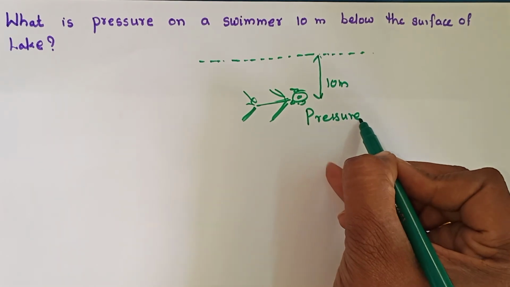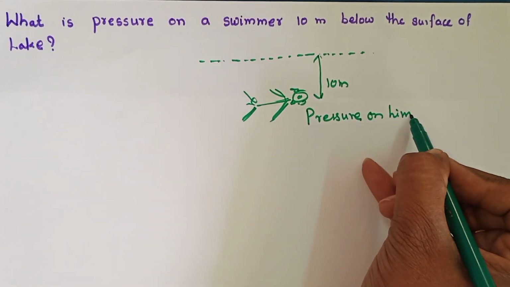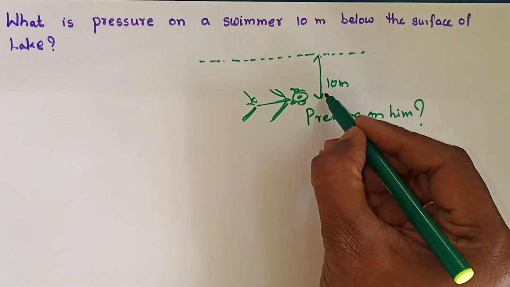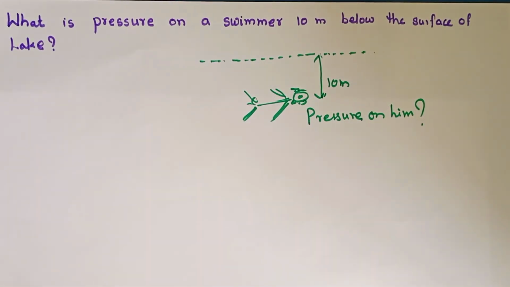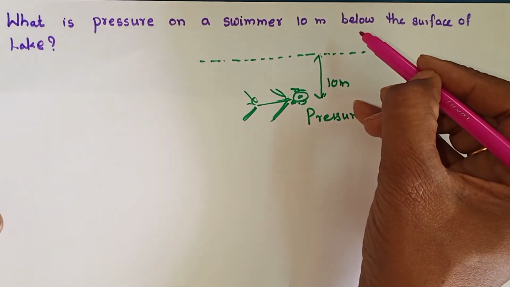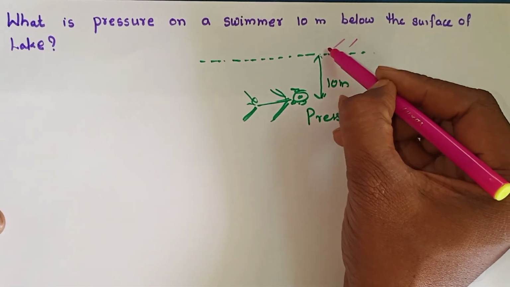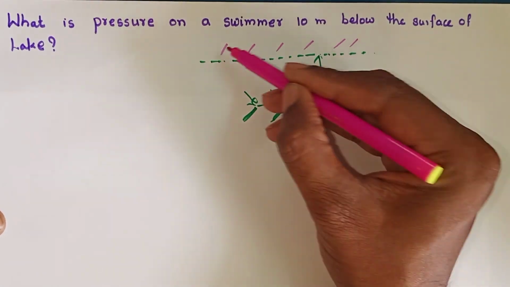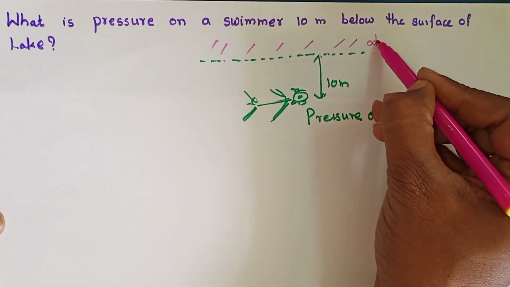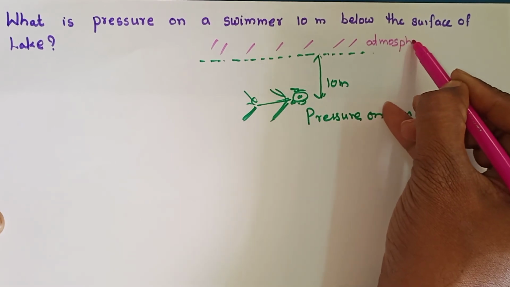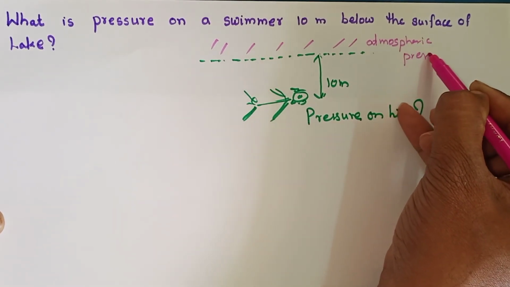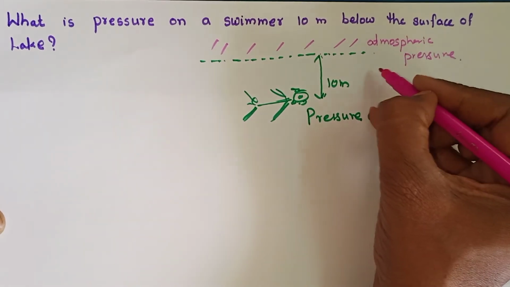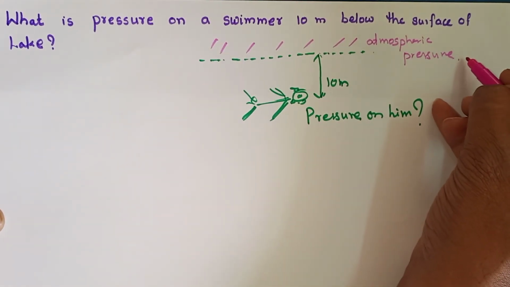This is a simple question. Obviously, as the swimmer goes to greater depths, the pressure becomes more and more. That is very well known to us. At the top, what is the pressure? It is open to the atmosphere, so atmospheric pressure is there. This is called P A.